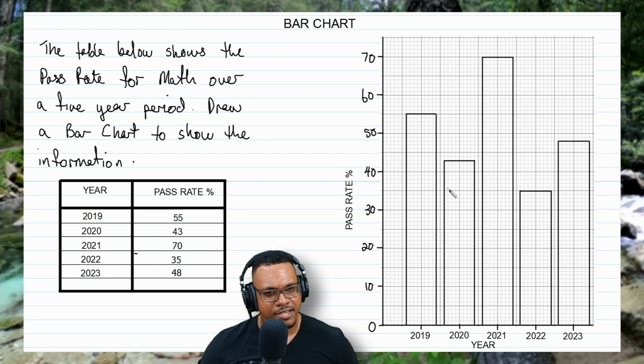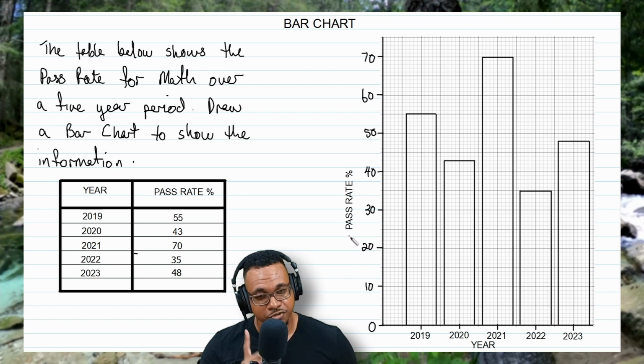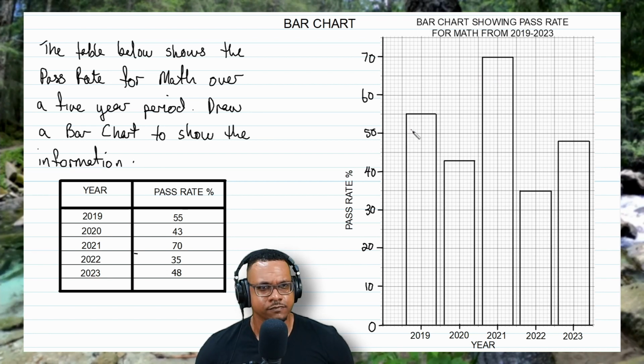So here we have our bars with equal width, and the space between the bars are equal. Our axes are labeled. But for every chart you draw in statistics, you need a title. So let's put in the title for this bar chart. All right, so here we have our title, bar chart showing the pass rate for math from 2019 to 2023.